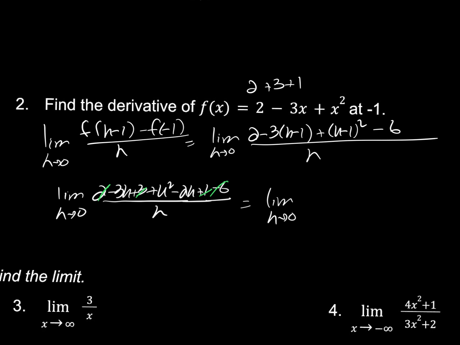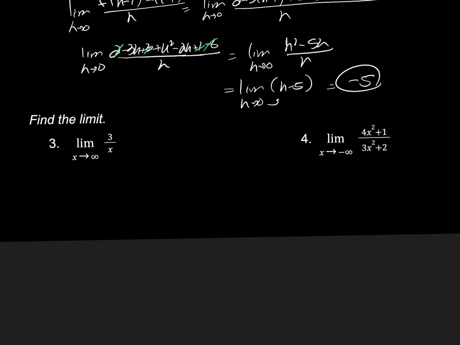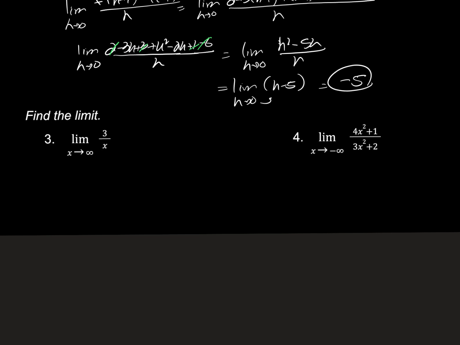What that leaves me with in my numerator is an h squared and a minus 5h all over h. Now let's cancel the h's, make it a little cleaner. That will give me just h minus 5. And if I plug in 0, which I can now, I get negative 5. So that's the derivative at negative 1. Whew. Okay, number 3. Find the limit as x goes to infinity.